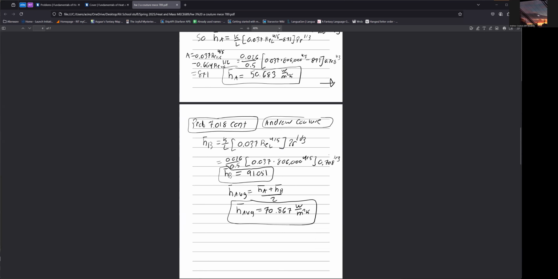Then for the rough surface, it's a lot simpler because we don't have any mixed flow. It's just rough the entire distance, so there's no constant, and it's pretty much the same other than that. Calculating that out, we get the average heat transfer coefficient across surface B as 91. Then for the average of both of them, you literally just add them up and divide by 2, and that results in the h bar average being 70.867 watts per meter squared Kelvin.